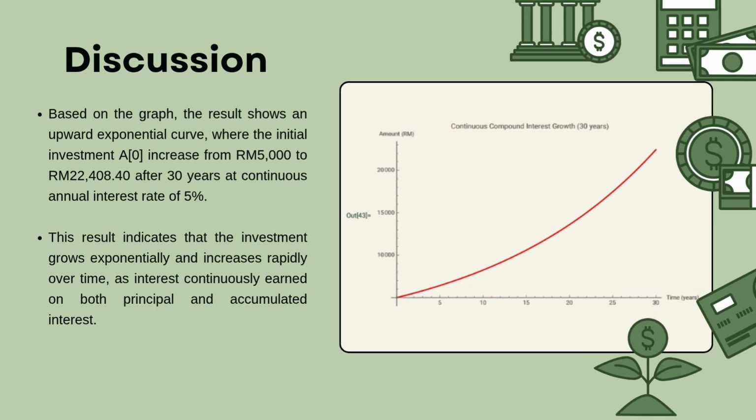After we plot the graph using the plot command, we will get an upward exponential curve graph where the initial investment A0 increased from 5,000 to 22,408 ringgit and 40 cents after 30 years at a continuous annual interest rate of 5%. This result indicates that the investment grows exponentially and increases rapidly over time as interest is continuously earned on both principal and accumulated interest.